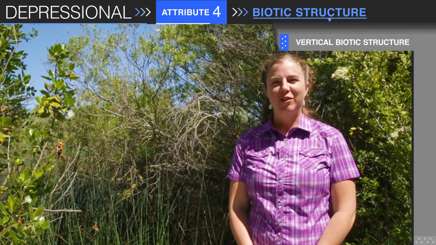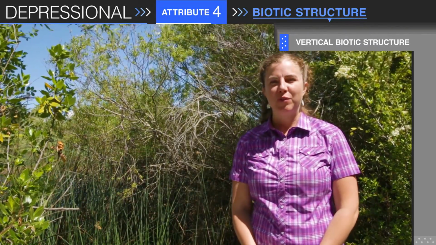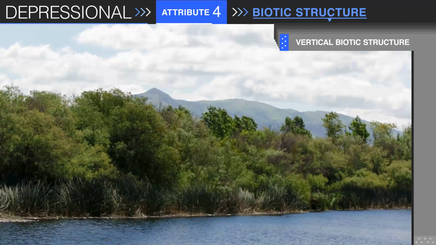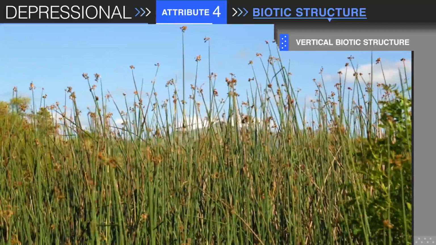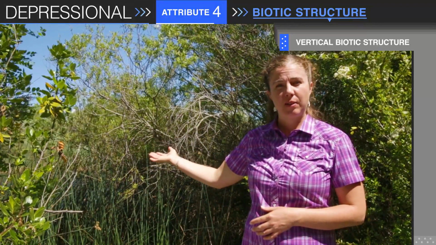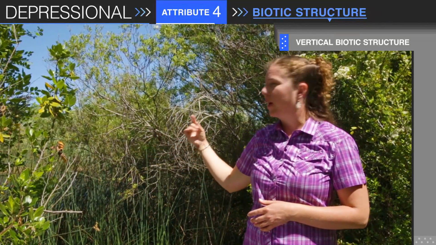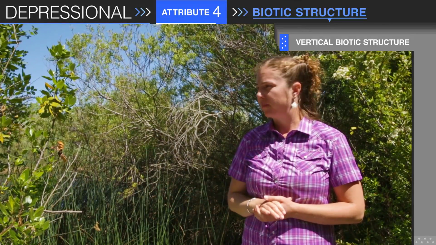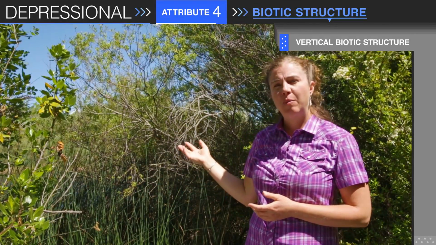The vertical biotic structure metric is assessed in one of 2 ways. You can look at the overlap of plant layers or at the entrainment of litter and detritus in the marsh vegetation. The overlap method is used in wetlands like this one here at Tyson's Lagoon, where we have a large area of open water surrounded by a fringing marsh. We look at the overlap of layers.